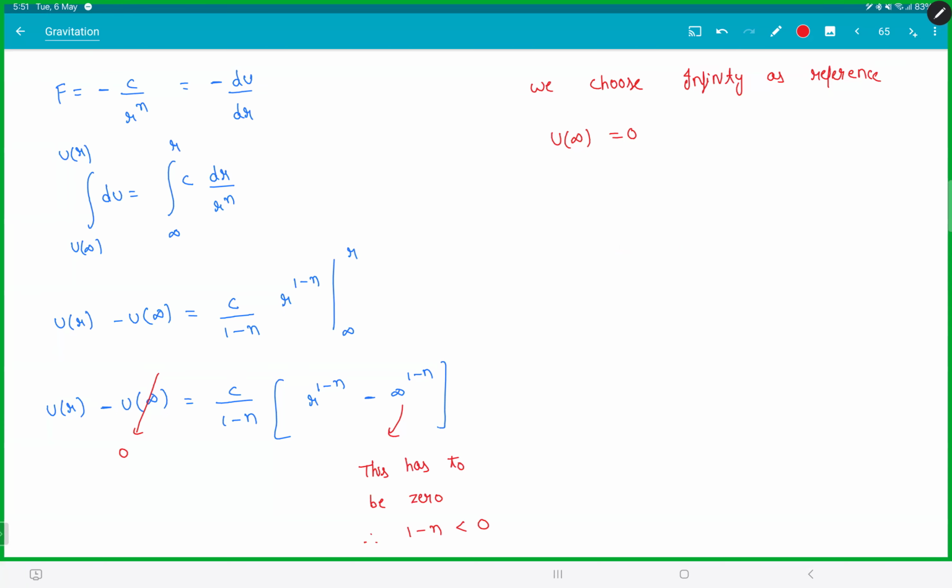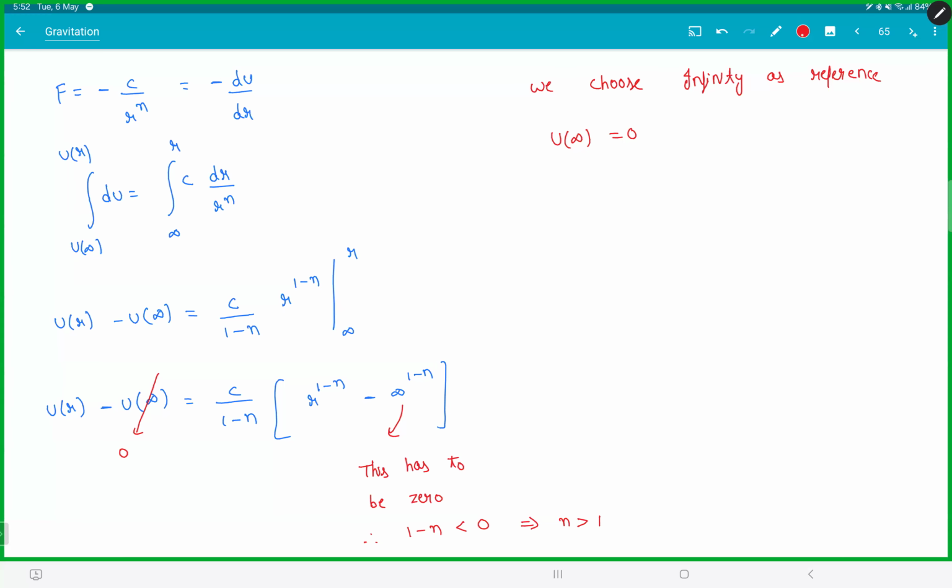That value will actually blow off to infinity, so you get infinite energy. It doesn't make sense. So n must be greater than 1. This is one condition: the value of n has to be greater than 1. If the value of n is less than 1, it won't be a stable orbit. Potential energy becomes infinity. Is this part clear, everyone?